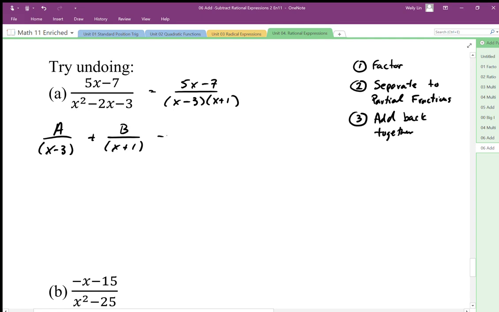So when I do that, I'm going to end up with a times (x plus 1) plus b times (x minus 3), because I need to multiply the other one by x minus 3. And this is all over the common denominator. At this point, we don't really need to keep track of the denominator, because what we want to know is how it equals 5x minus 7 in the numerator.